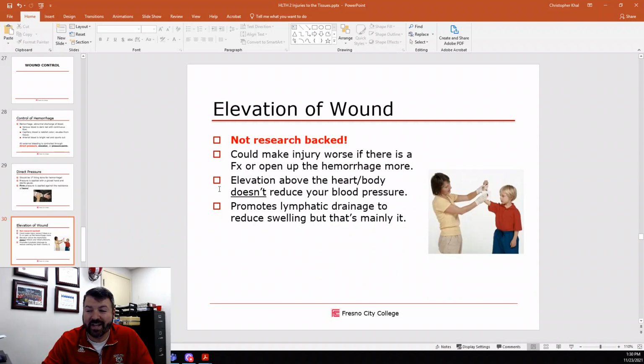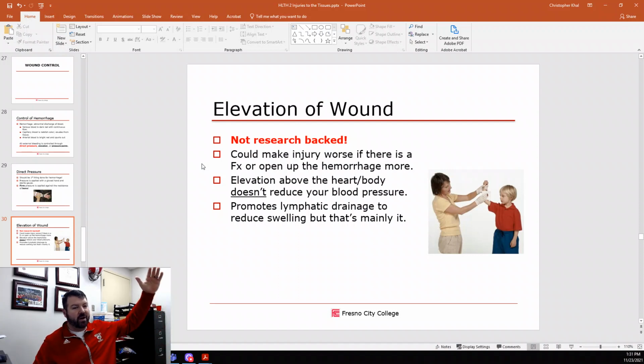Okay, elevation actually is not backed by research at all. Kind of an old wives' tale. The thinking was they're going to elevate it above the heart to try and get lymphatic drainage, try and reduce the pressure. Well, my blood pressure is like 120/80 with my arm here. If I haven't cut my arm and I raise it above my heart, my pressure in my hand is still 120/80. So not a lot of pressure has gone down as a result of me elevating it.